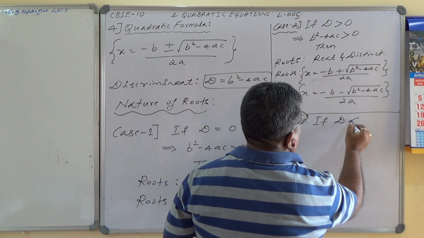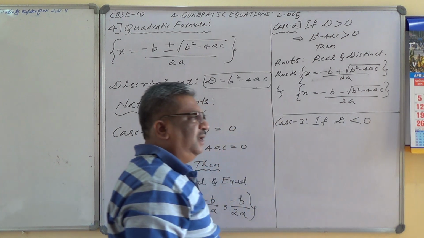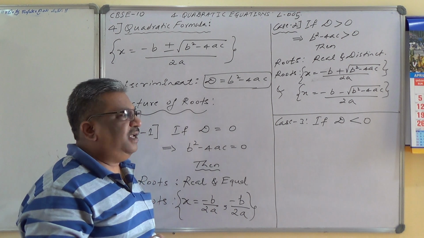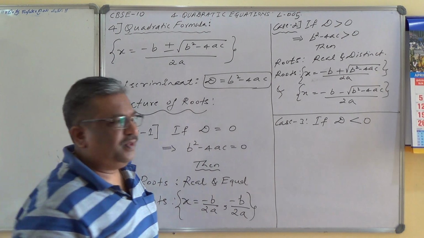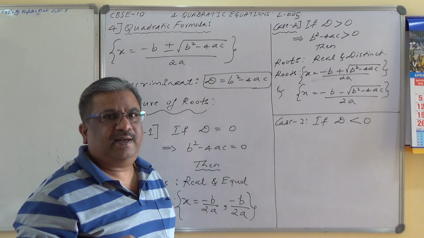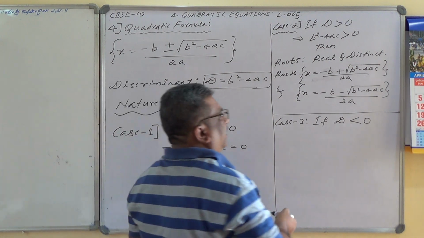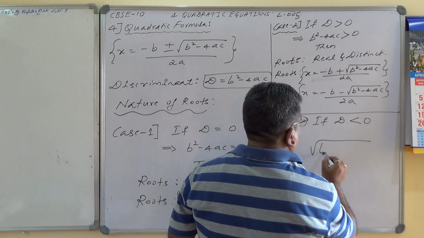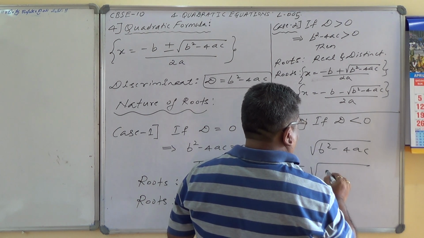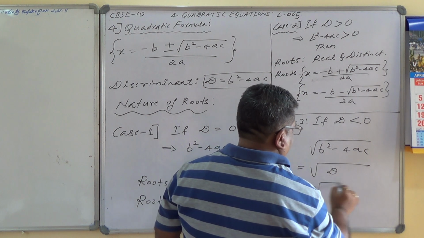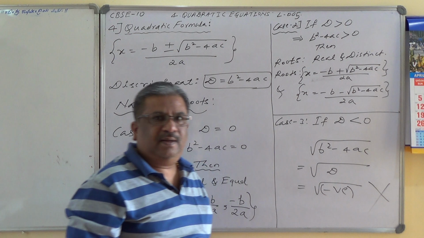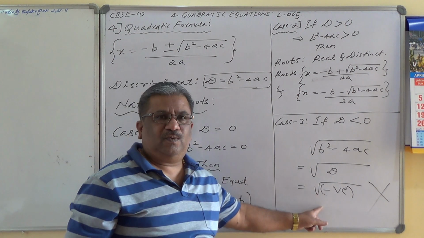Case number 3. If D is less than 0, the meaning of less than 0 is D has a negative value. But you already know under root of b square minus 4ac, which is under root of D, equals under root of a negative value, which is not acceptable, because no real roots exist.